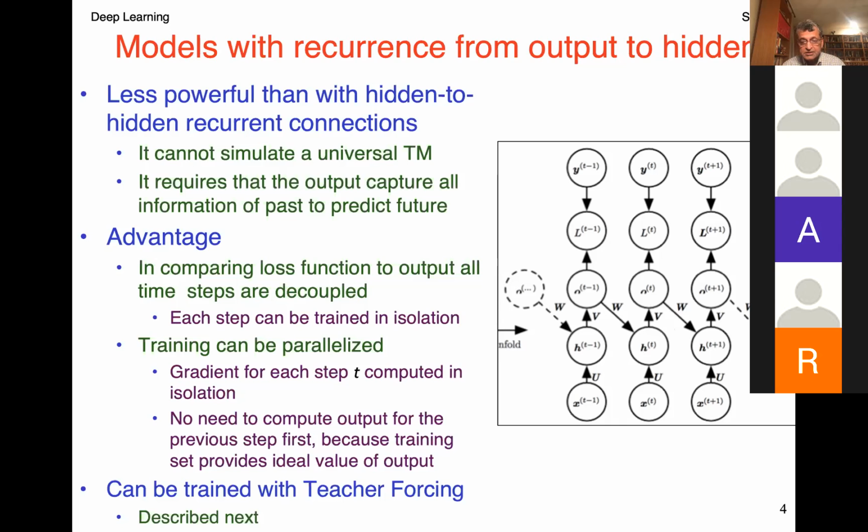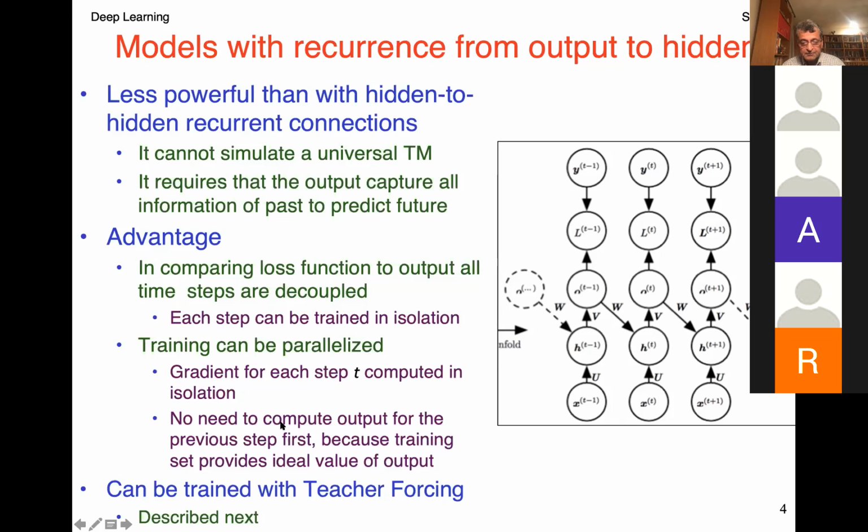Right? So this is saying there's a decoupling going on. Each time step can be trained in isolation. Training can be parallelized. We can do all of these in parallel. And the gradient for each time step t is computed in isolation, and you can figure out all these weights here.